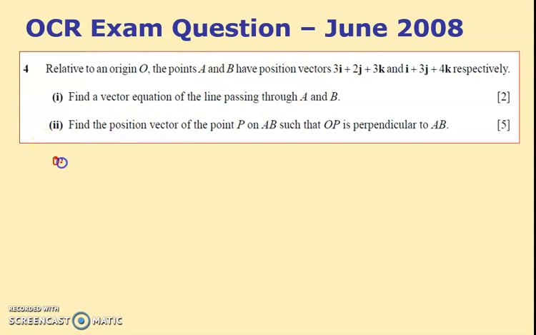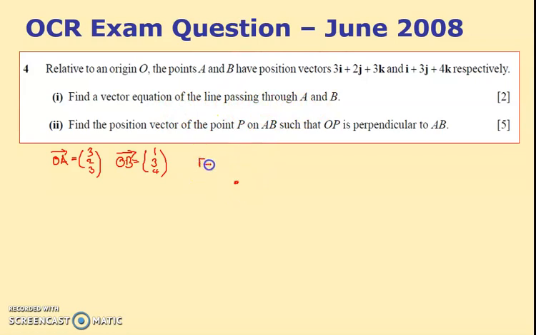So I'm just going to write that out. OA is (3, 2, 3) and OB is (1, 3, 4). Okay. If I just drew a picture, I know it's very hard to do this. Find a vector equation of the line passing through A and B.